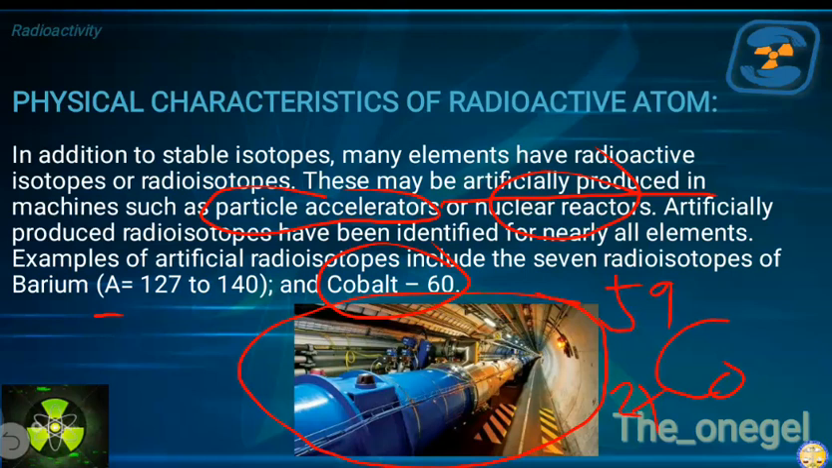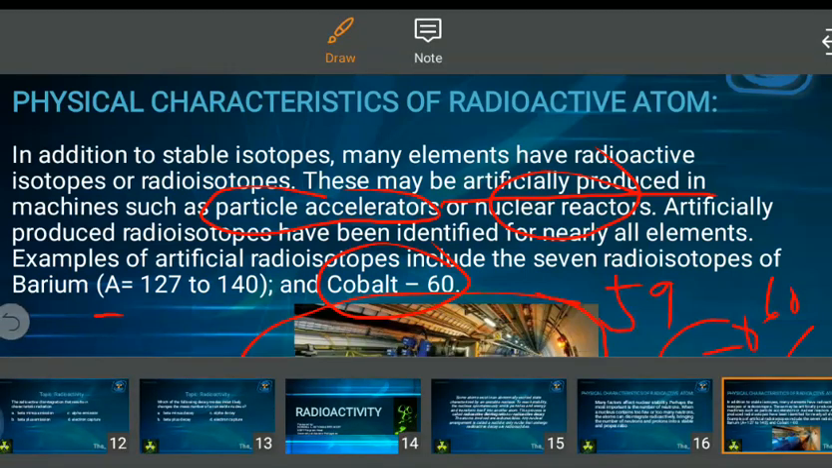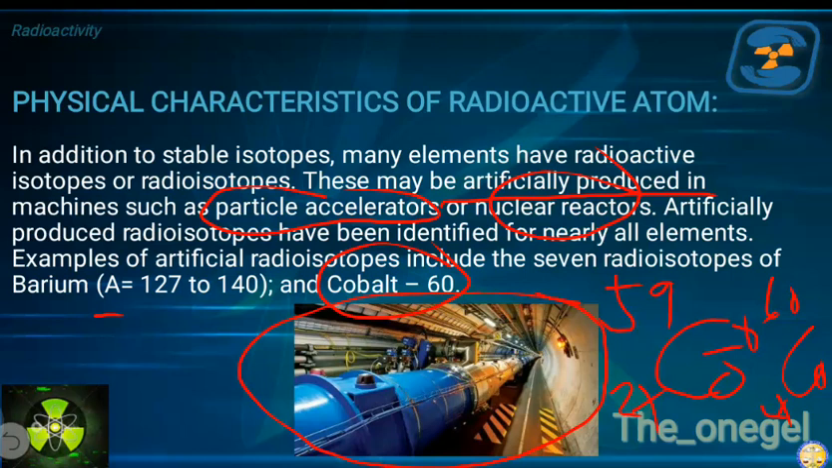Of course, using nuclear reactors or particle accelerators. Para si cobalt-59 magiging cobalt-60 na siya. Yun. So, that's a form of artificially produced radioisotope. So again, may mga example tayo dito, barium and cobalt. So artificial or man-made na pag-produce ng radioactivity.